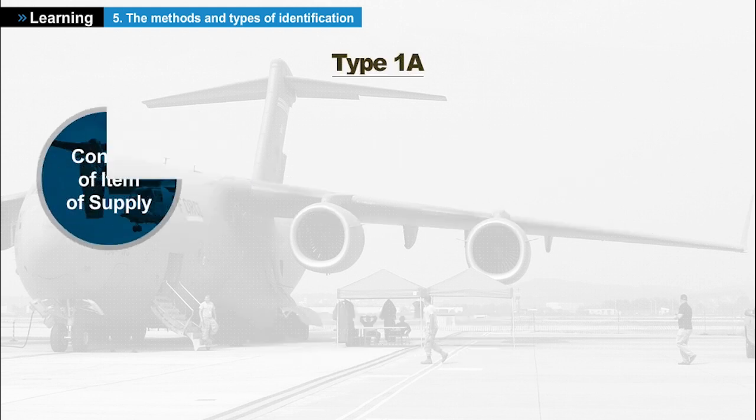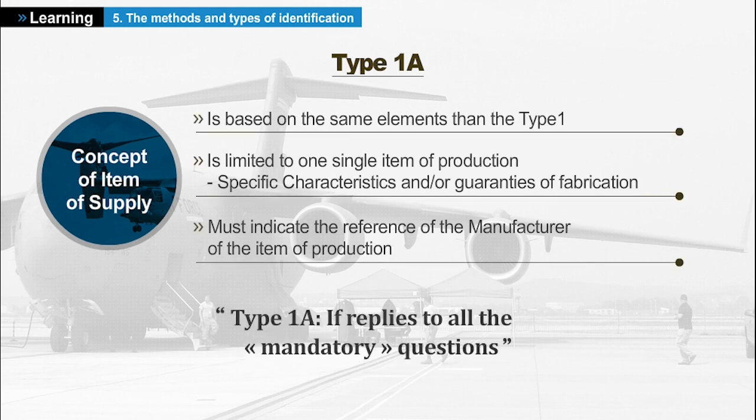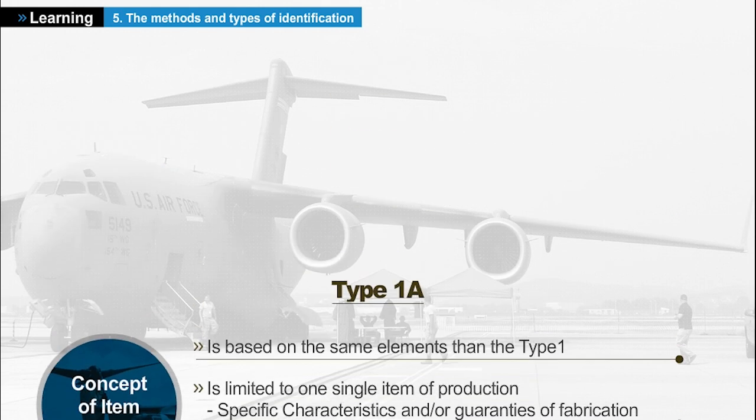However, it allows only one item of production with specific characteristics and/or manufacturing guarantees that cannot be expressed by the description alone. In this case, the manufacturer's reference number must be mentioned in support of the description. For the record, this type of item identification can contain obsolete items of production reference numbers.